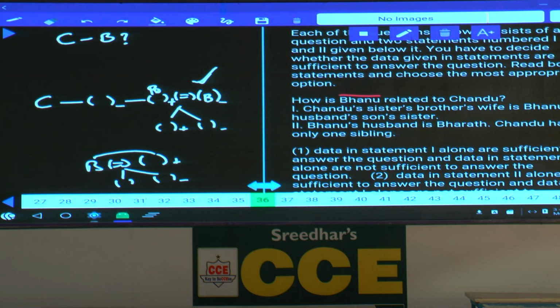Now again, there is one more case. What is the other case here? Now this Banu could be Chandu's wife as well, because again Chandu is here. Chandu's sister is this person. Chandu's sister's brother is none other than Chandu. Now Chandu's brother's wife. Now this brother's wife is Banu's sister's husband, isn't it? And so how many different possibilities can we have? Now this Banu can be the wife of Chandu, or there is no relation to this person. Hence condition 1 alone is not sufficient, because there are two different possibilities for this Banu.